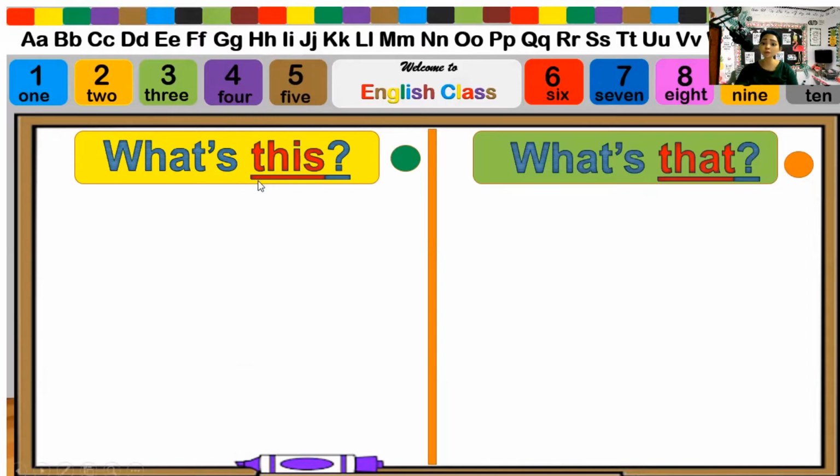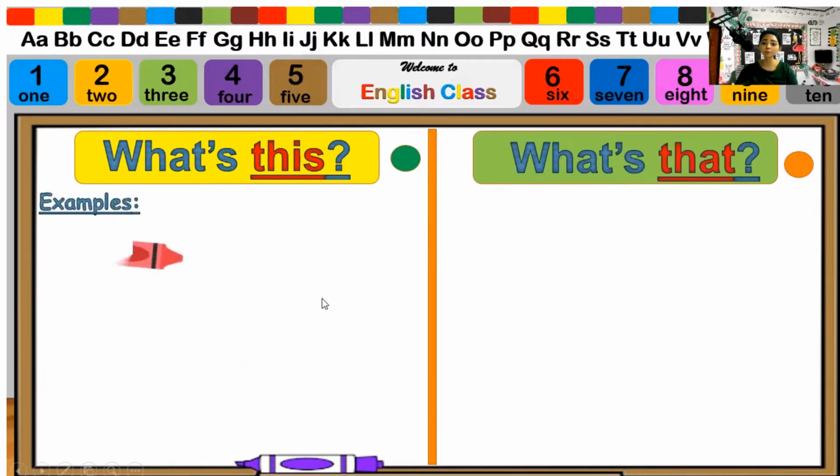We use this when the object or the thing is close to us or near us, or we are holding it. We can touch it. And then here we use that, when we're pointing to something far from us. All right, that. Okay, let's continue.